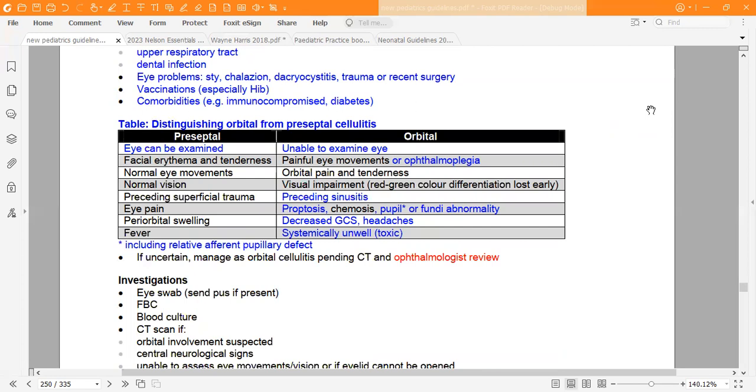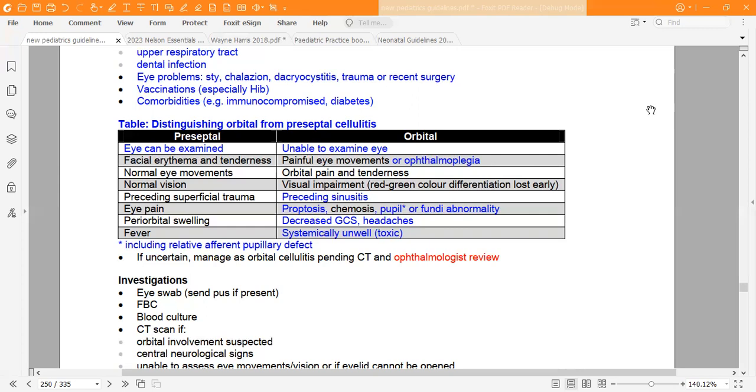In preseptal, facial erythema and tenderness. In orbital, painful eye movement or ophthalmoplegia. In preseptal, normal eye movement, while in orbital, there is orbital pain and tenderness. Normal vision in preseptal, visual impairment in orbital. Sometimes you'll find red-green color differentiation lost early as well.